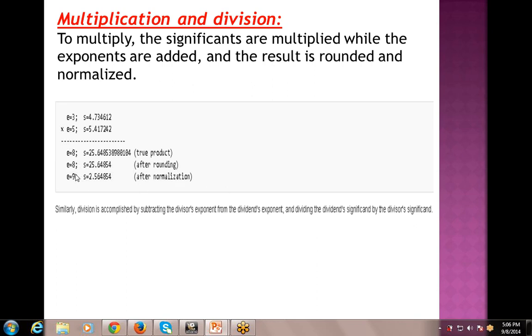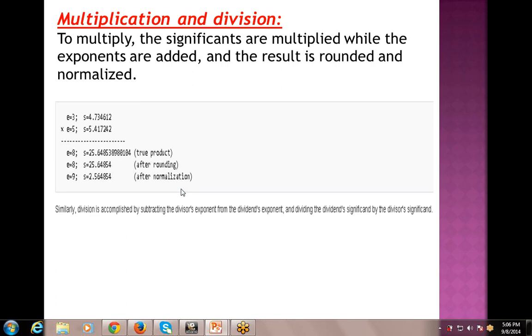Why is this normalized? Because the addition is of 8 bits and this adds the new exponent. Then it is shifted to the right hand side. This is 2.564854. Now, first of all, we are adding the exponent part and multiplying the significand part. So the first target is to add the exponent part and multiply the significand part.